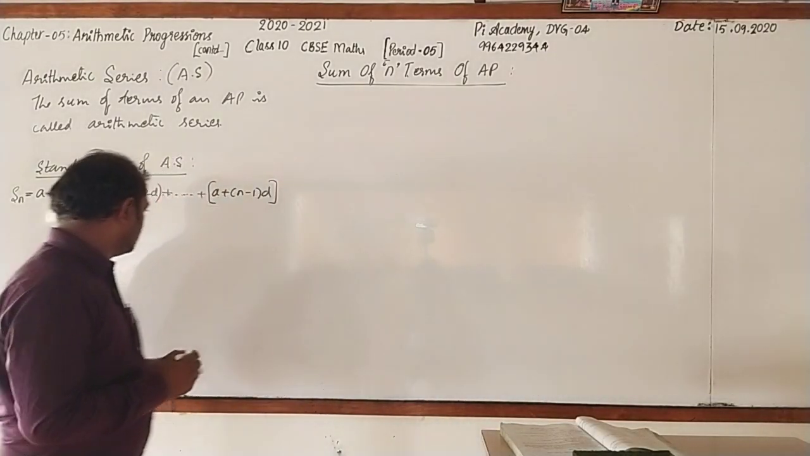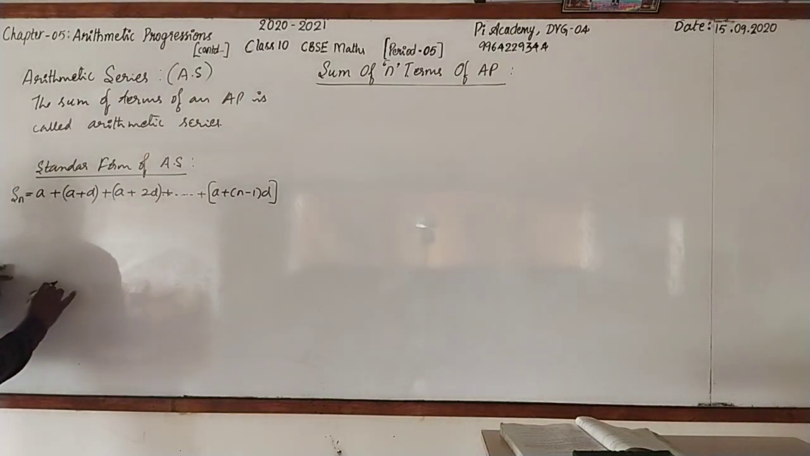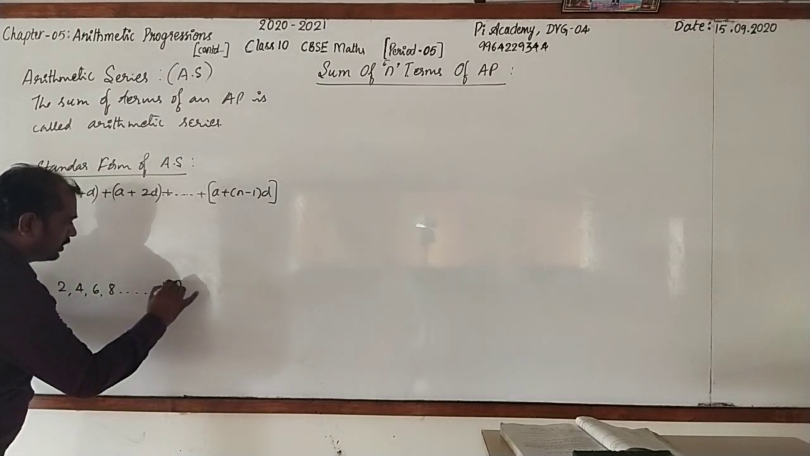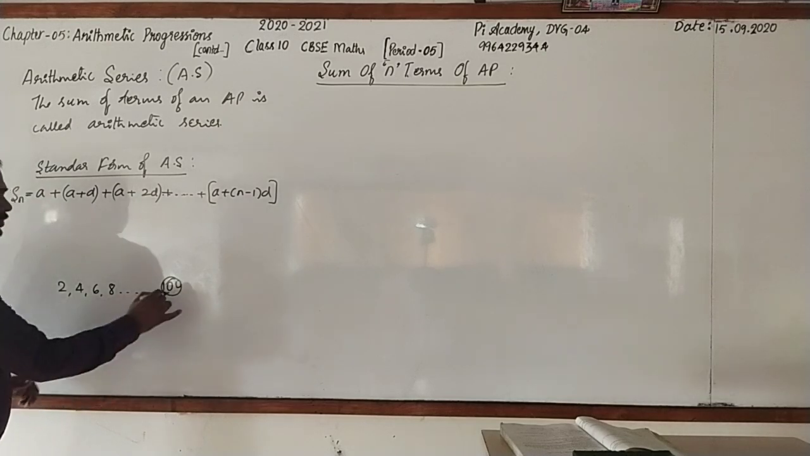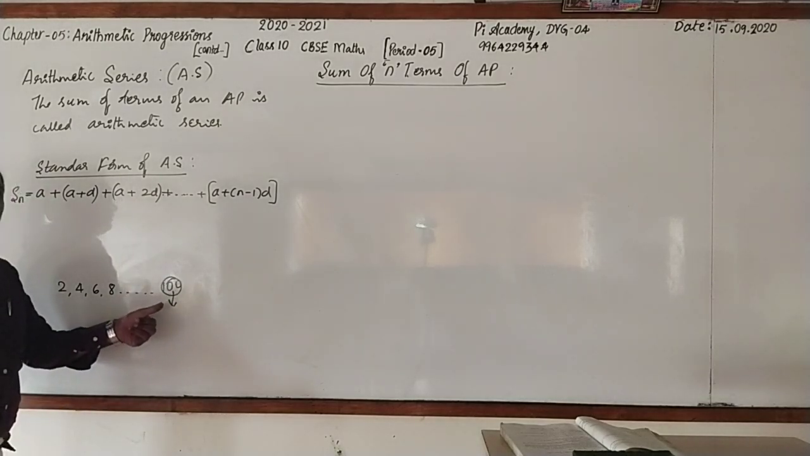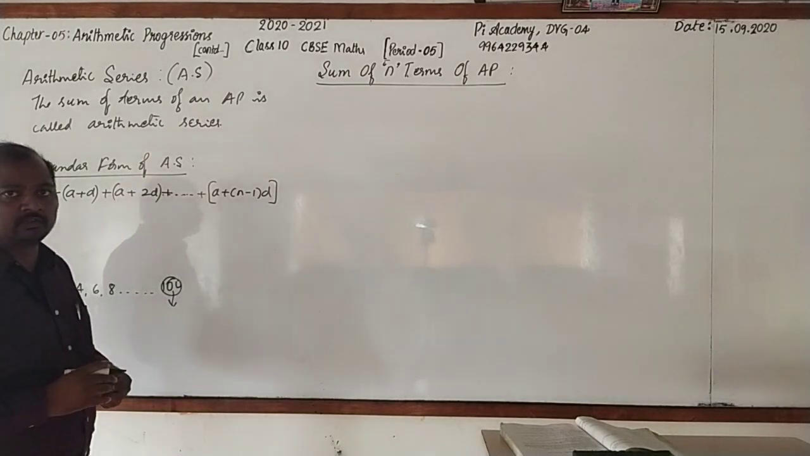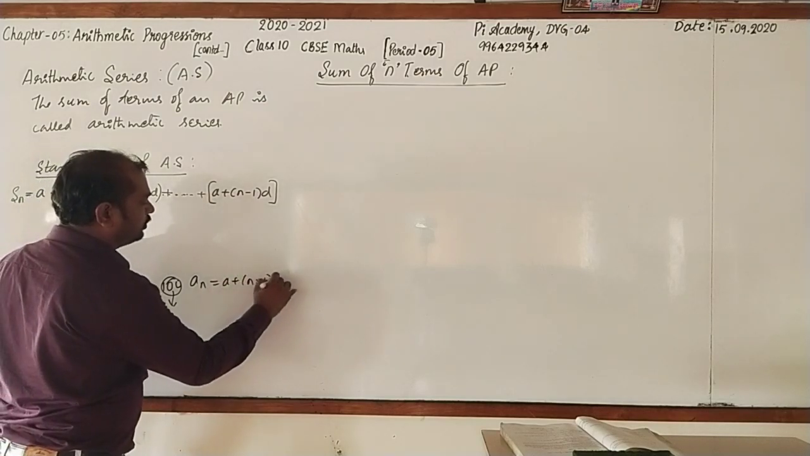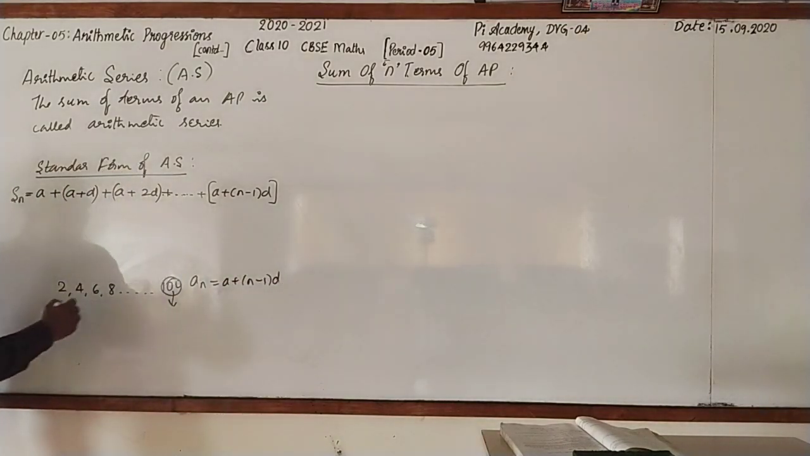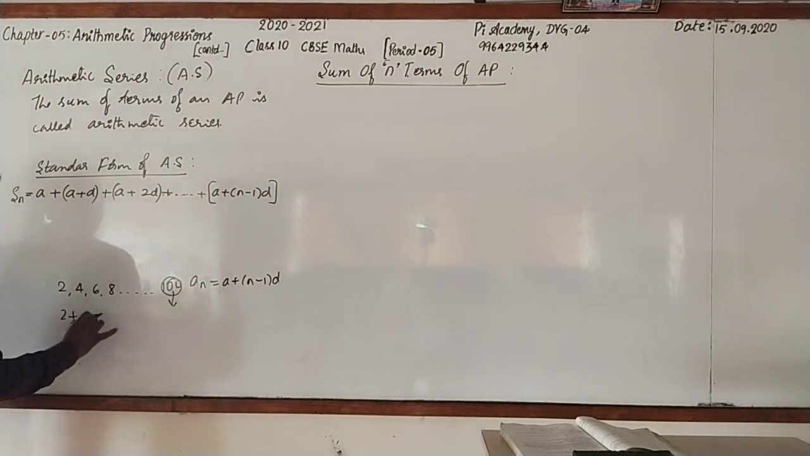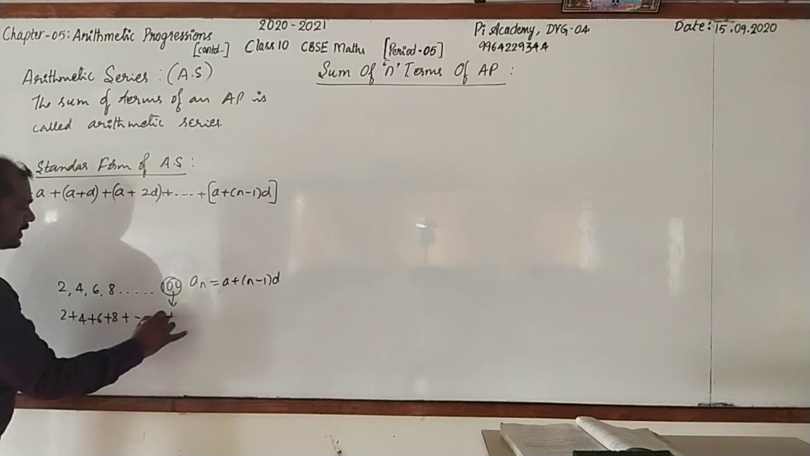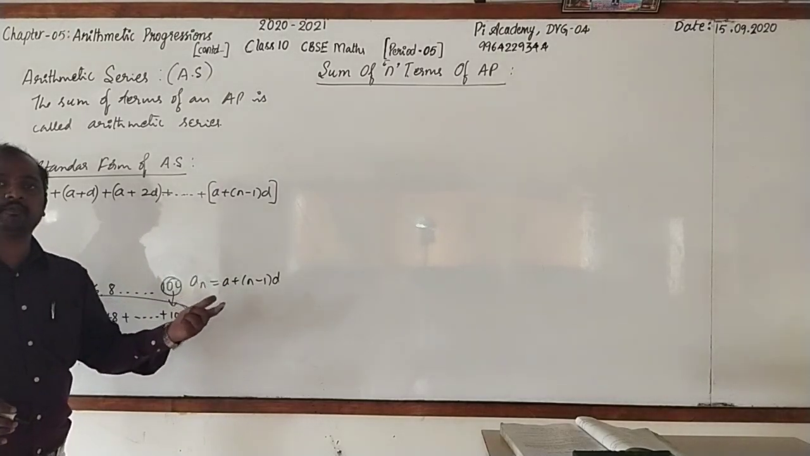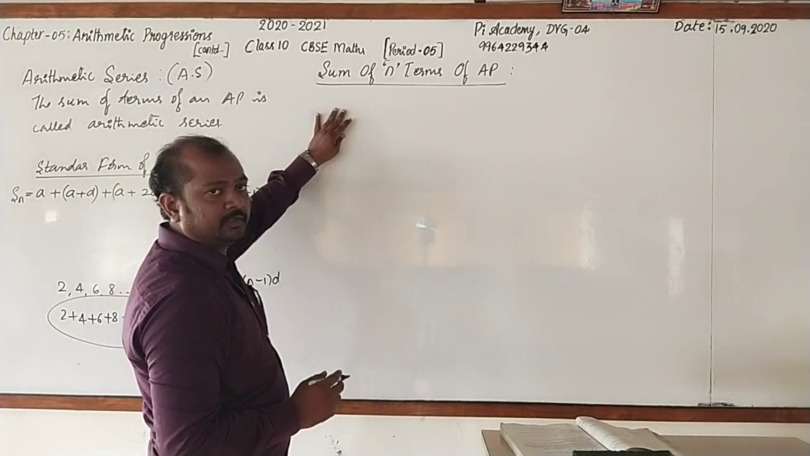Dear students, if I take the arithmetic progression 2, 4, 6, 8 and so on up to 100, so 100 is the nth term. To find out the nth term of an AP, we have the formula: an equal to a plus of n minus 1 into d. If you go for adding all these, that is 2 plus 4 plus 6 plus 8 plus so on plus 100, then to find out the sum of the terms of an AP, we have a formula. Let us go for deriving that.